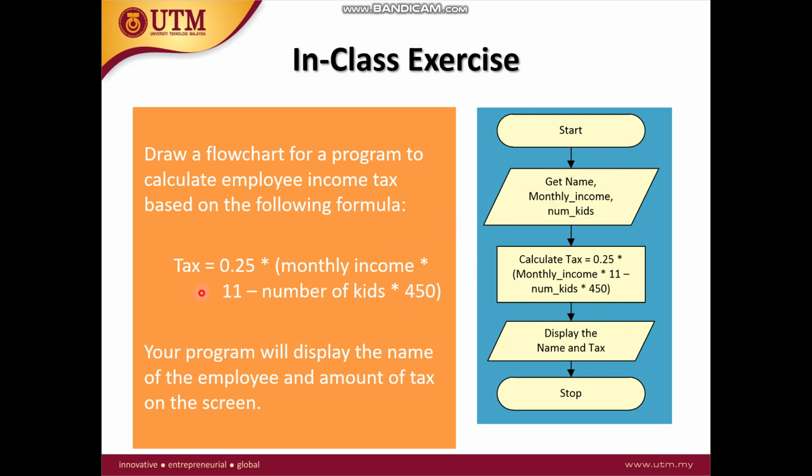So in order to calculate this, you need to get the monthly income and the number of kids. In the input shape, we are getting those variables, those data. Then you come to the process, which is calculating the tax based on the given formula. When we have done that, we are going to display the name and the tax, then the end of our flowchart.